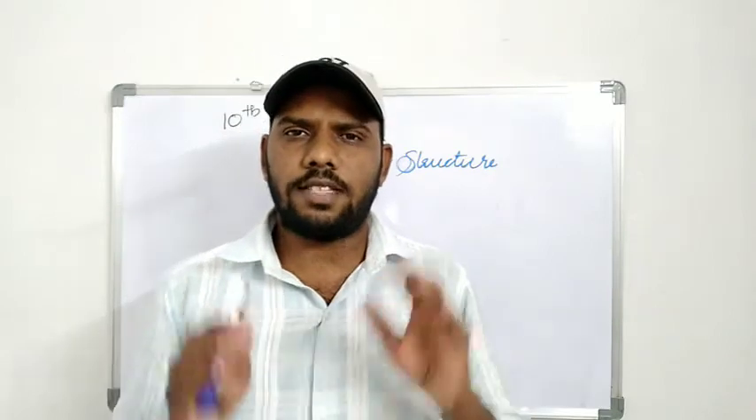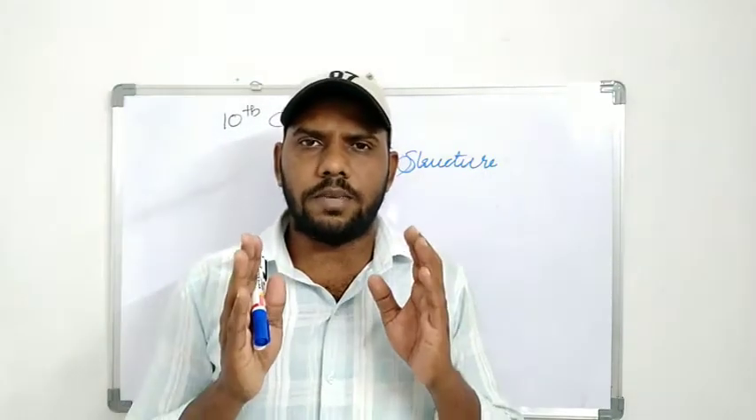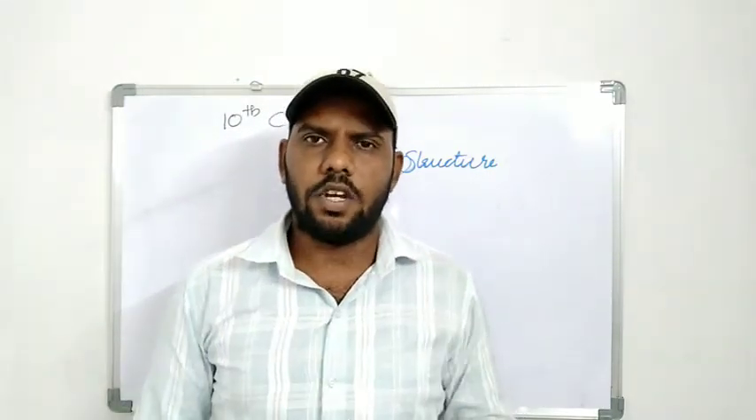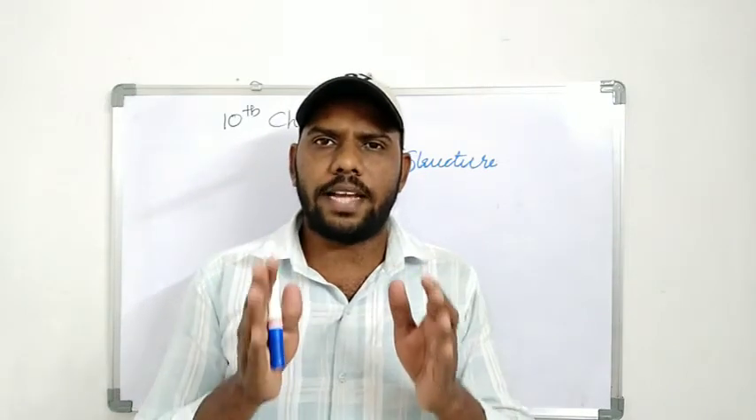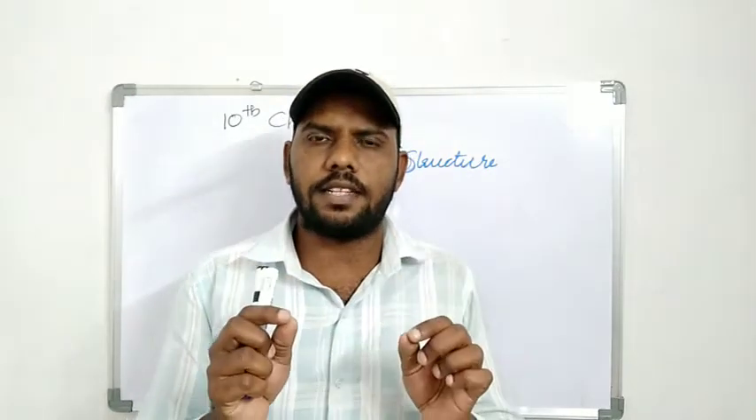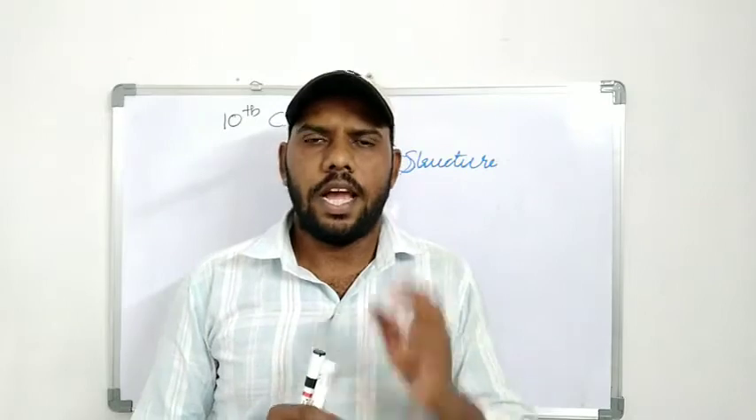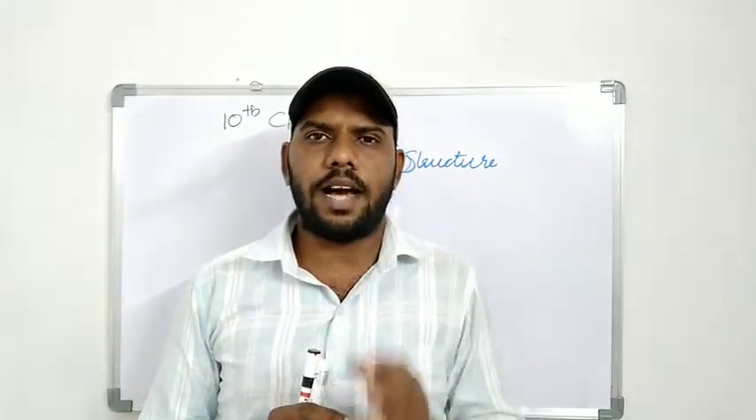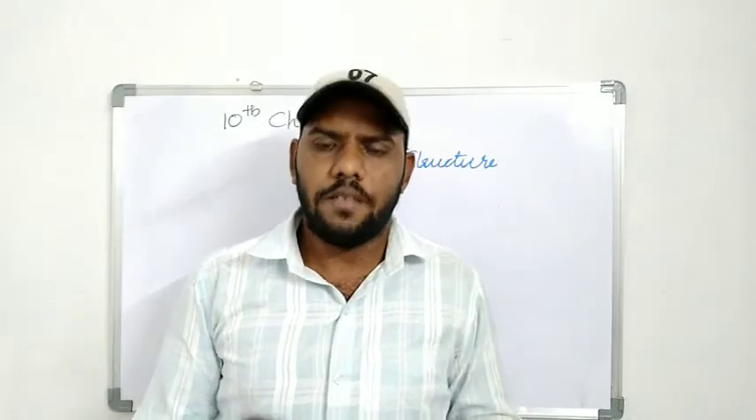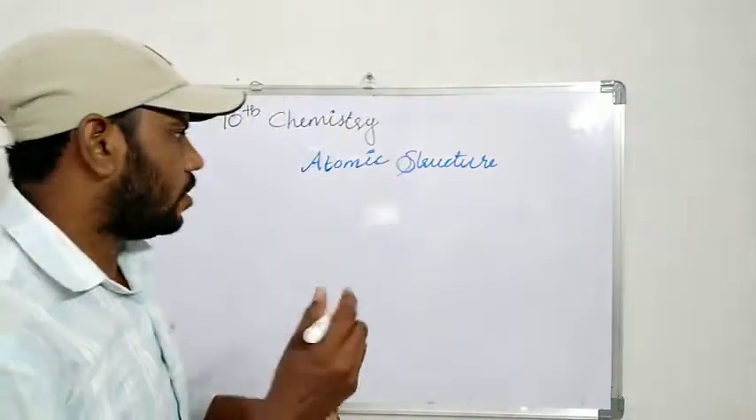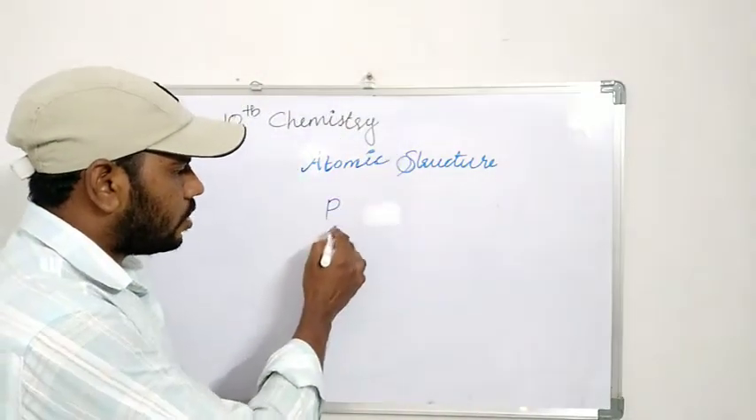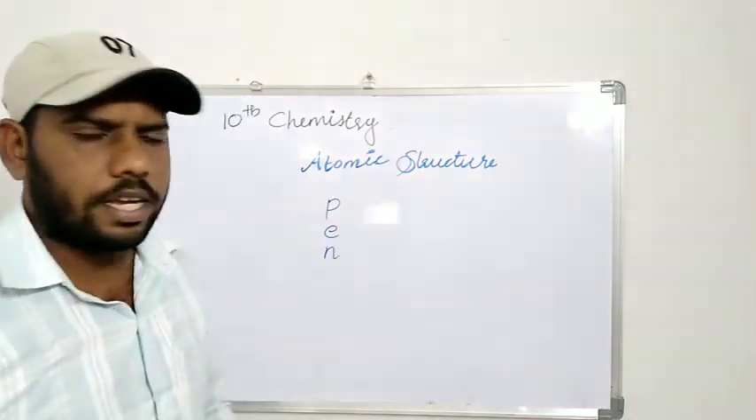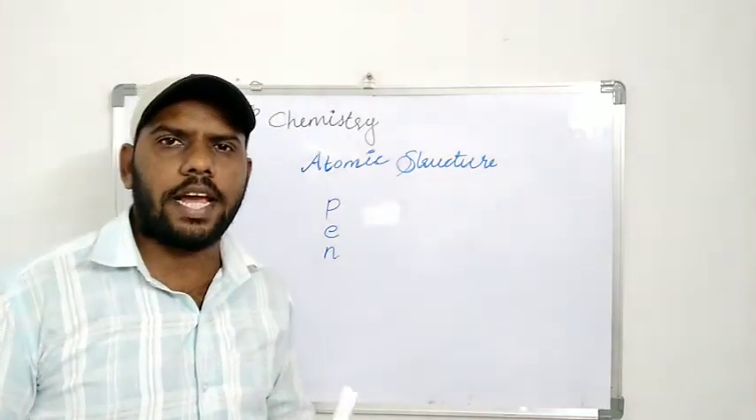Okay, children, you have some knowledge related to atomic structure from the ninth class. We already know that all matter is made up of tiny particles called molecules, each molecule contains atoms, and each atom has subatomic particles, commonly called the protons, electrons, and neutrons. Yes, proton, electron, and neutron.